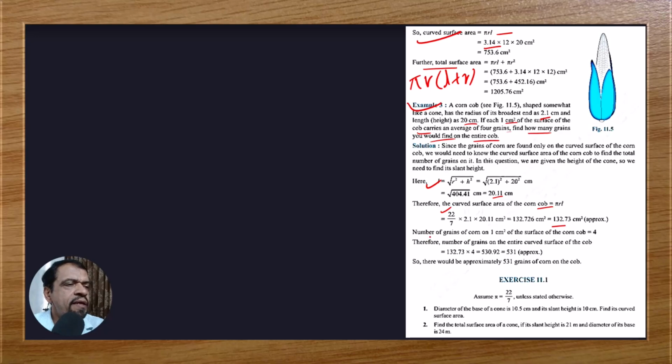Now given that the number of grains on 1 centimeter square is 4, therefore the number of grains on the entire cob is this area into 4. 4 grains are carried by the 1 centimeter square, so they multiply by 4. Approx 531 grains. Exercise 11.1.